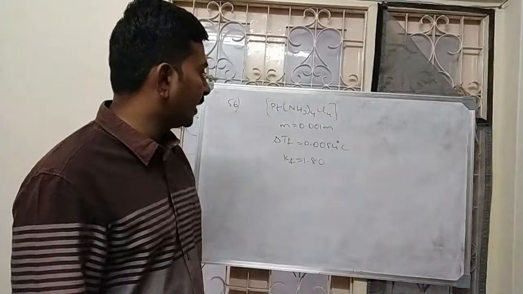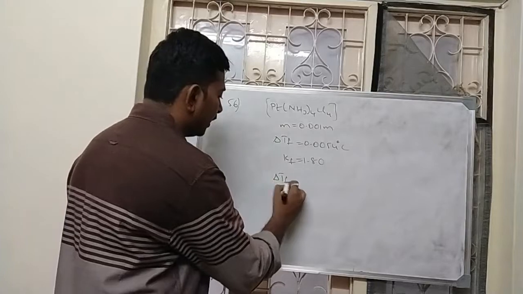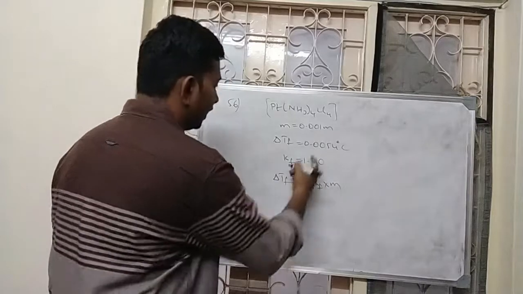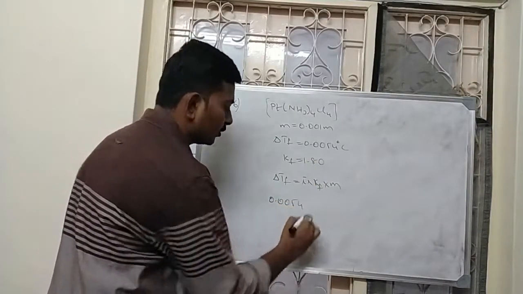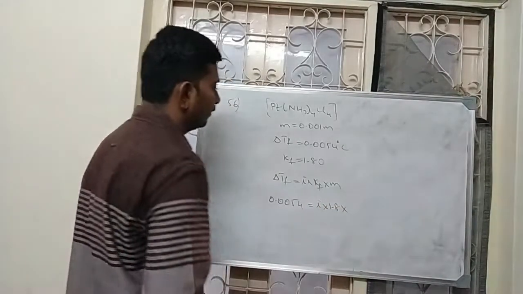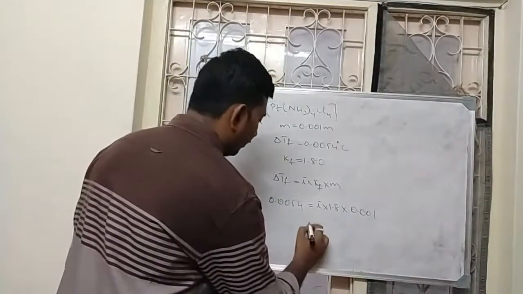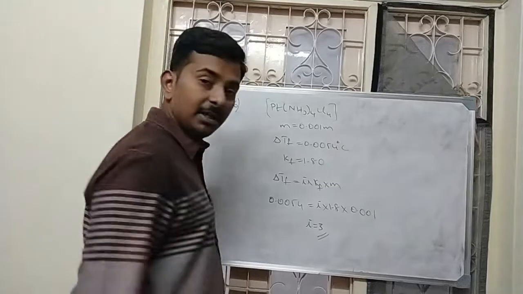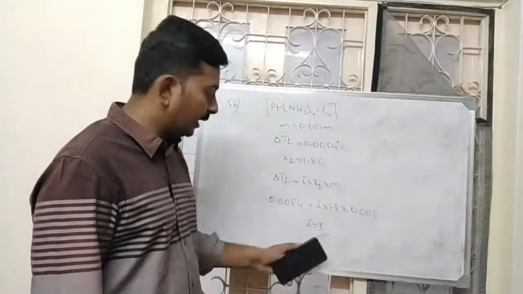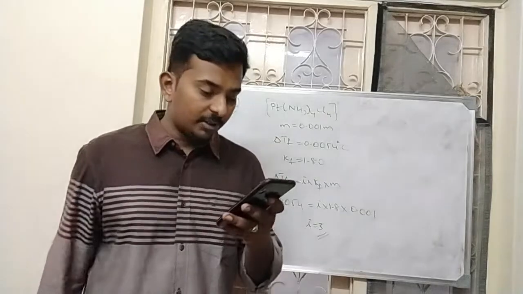They are asking what is the correct formulation of the molecule. In order to identify the correct formula, I need to calculate the value of i. So delta Tf is equal to i into Kf into m. The delta Tf value is 0.0054, which is equal to i into Kf, 1.8, into molarity, 0.001. If you simplify this, you will get the value of i as 3. That means when the molecule is dissolved in solution, it forms 3 ions. So from the options, we need to check which option gives 3 ions.